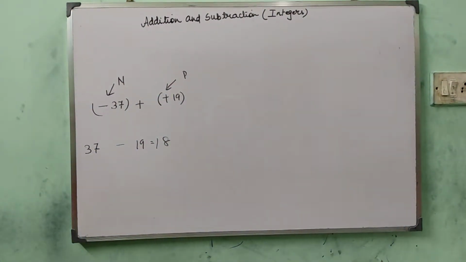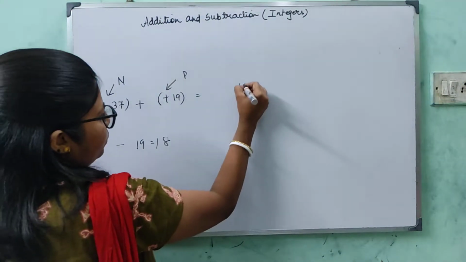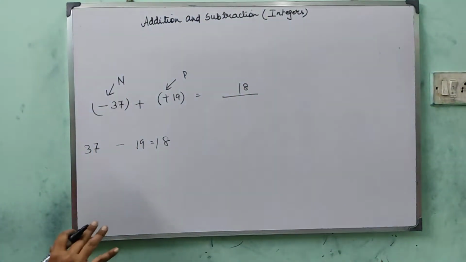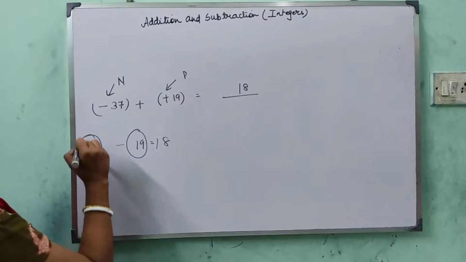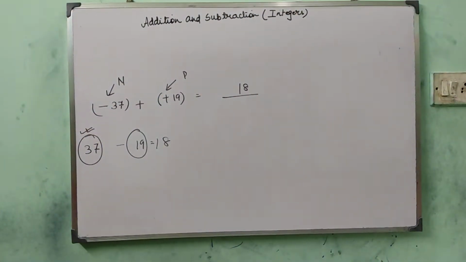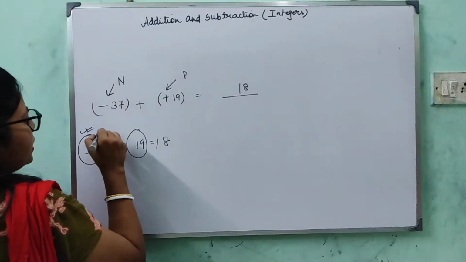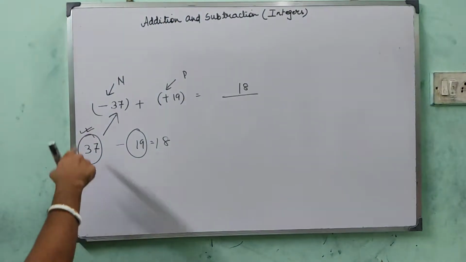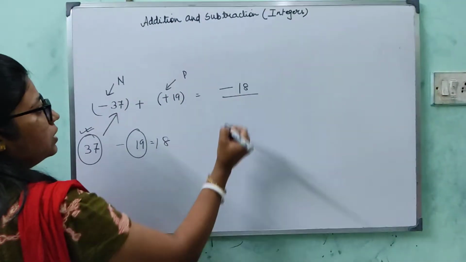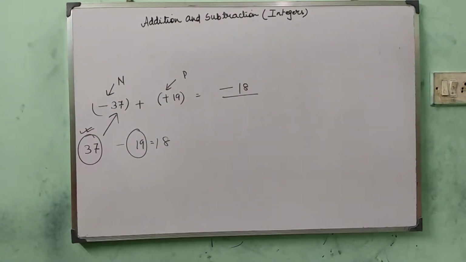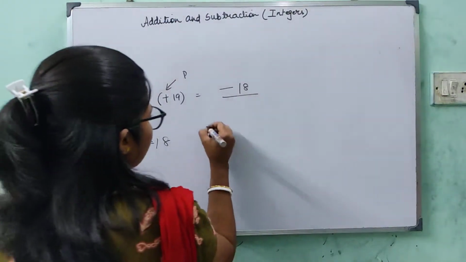Okay, now write down this 18 over here. Now comes the way to deal with the sign. Out of this 39 and 19, which is greater? 39 is greater. So you see what sign the 39 is having, the 37 is having over here. It is having a minus sign. So put a minus sign over here. Okay, clear? A little more.